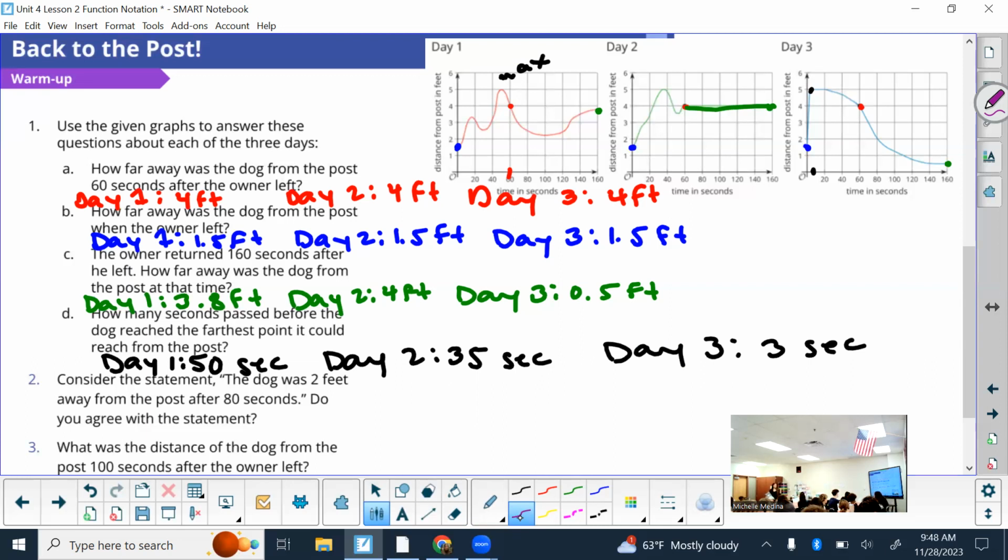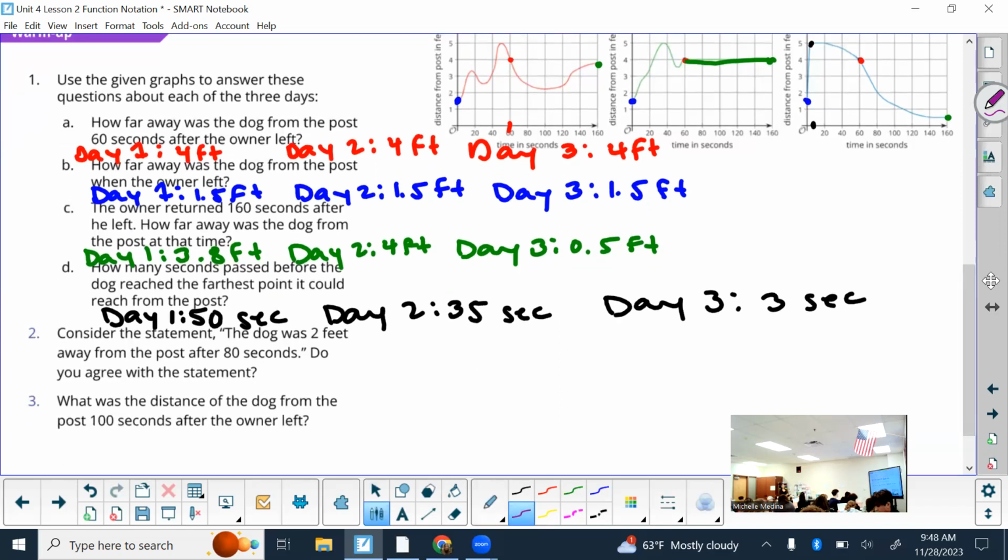All right, and then same for number 3. What was the distance of the dog from the post 100 seconds after the owner left? Didn't specify. So you answer these next 2 questions however you interpret it. I'll give you about a minute, talk about it with your groups, and then we'll continue. Answer 2 and 3, however you interpret it to be asking about.